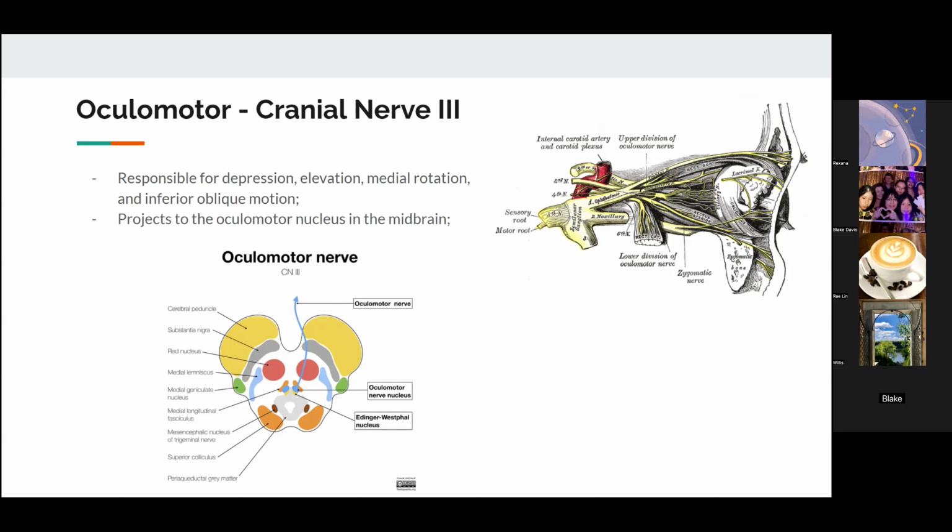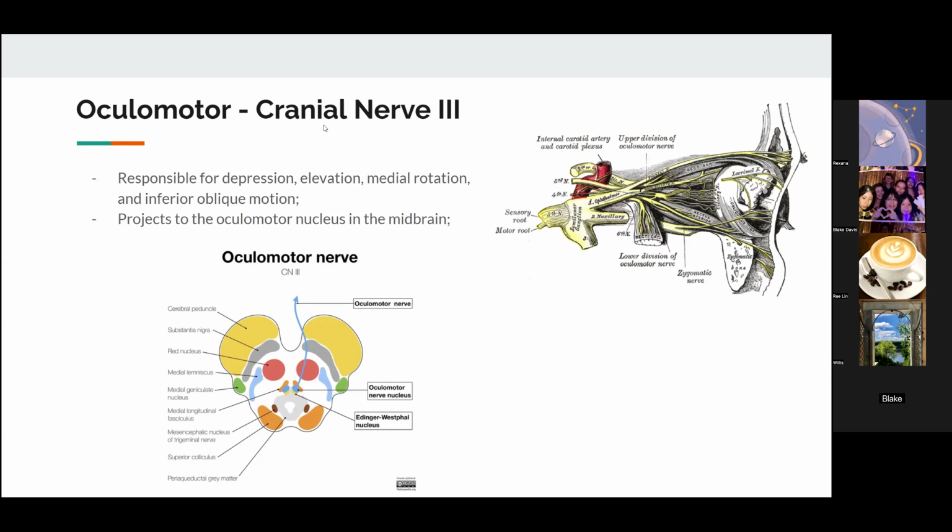So the oculomotor innervates a certain group of muscles. As you can see here, there are so many different muscles in the eye. It's extremely complex, but essentially, these muscles are responsible for depression or moving your eye down, elevation, moving it up, medial rotation, so side to side, and inferior oblique motion, which means like if you roll your eyes, but you're looking down at the same time. So that's what the oculomotor is responsible for. You just have to remember it is responsible for moving the eye up, down, left, right, and along the bottom.